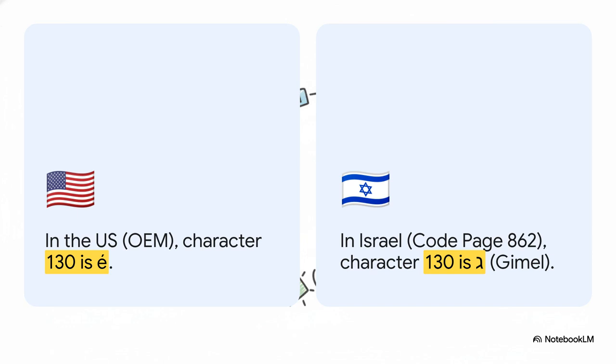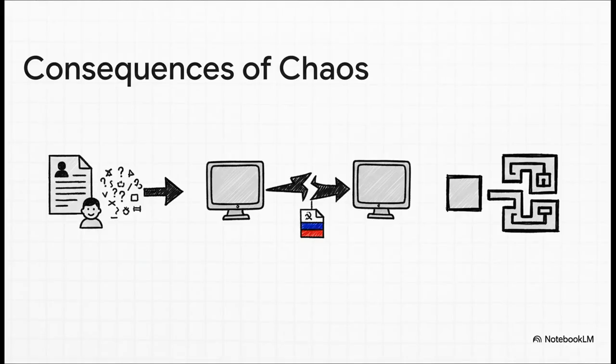Take the number 130. Depending on what code page your computer was using, that same number could mean a totally different character. So an accented E in one place was the Hebrew letter Gimel in another. It's the exact same data, but with a completely different meaning. The real-world result of this was just a total mess.